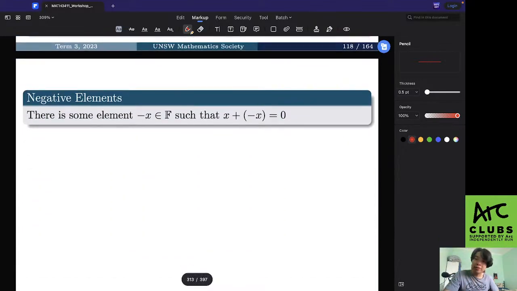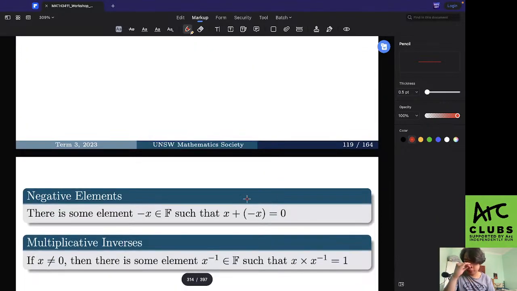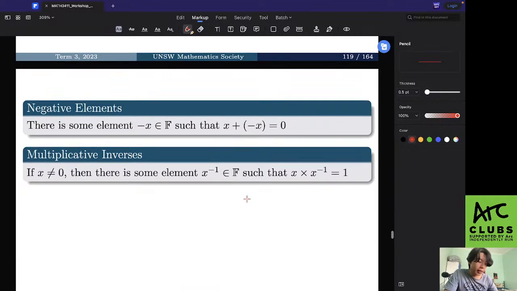And we need negative elements. That just says if we have a number x, then we need a number minus x, such that if we add them together, then we get 0, which is our identity. We have the same thing with multiplication. If we have a number x, then we need some number x to the minus 1, such that when we multiply them, we get a 1. So if we have 5, then 1 on 5 is going to be its inverse.